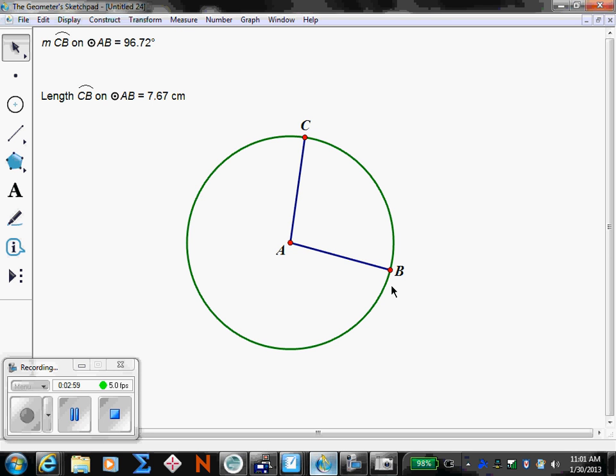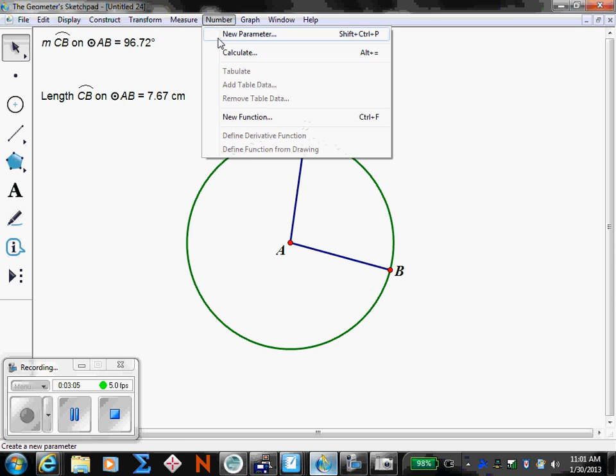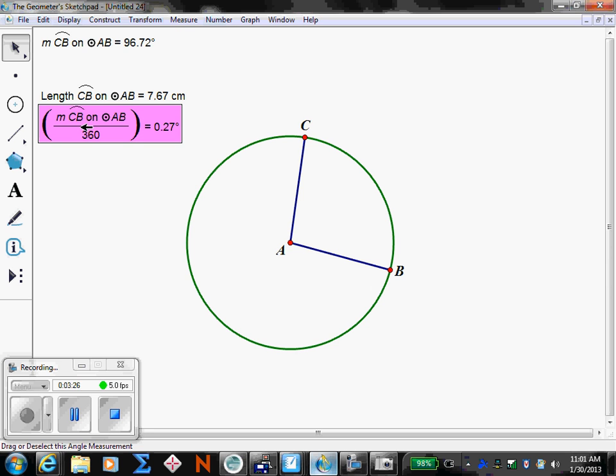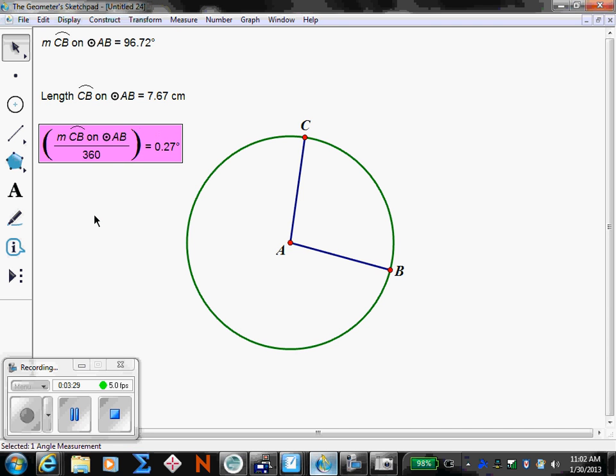So what I want to do is take the arc degree measure. I'm going to open my calculator, and I'm going to put this in parentheses, and I'm going to divide it by 360, because that will give us what percentage of the circle that we have. And I'm going to hit OK. So it is 0.27 of the whole circle. Now if I take that number and I multiply it by the circumference, it should give me the length.